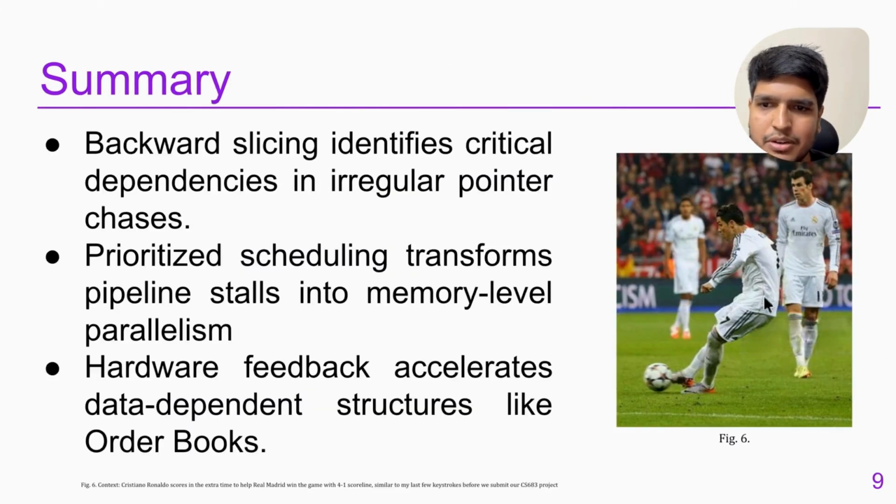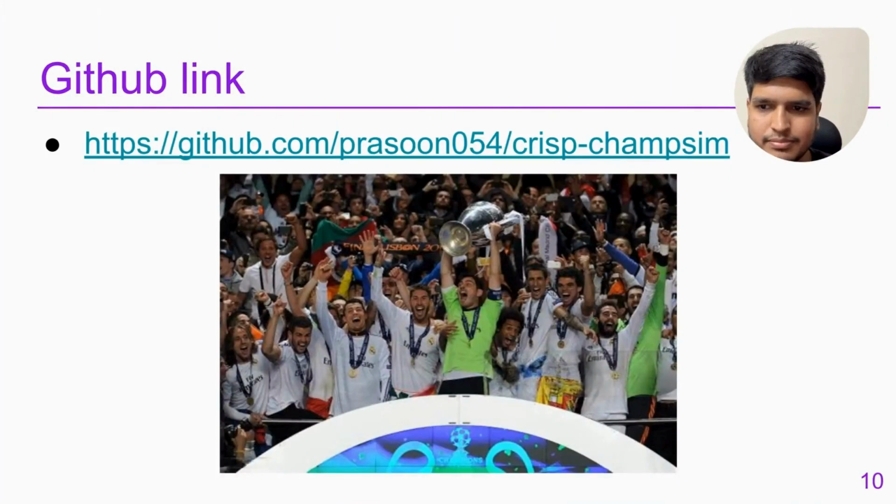To wrap up, similar to how Ronaldo scored in extra time to secure the 4-1 victory, CRISP secures performance in the extra time of memory stalls. Our three takeaways are: backward slicing works to identify critical dependencies in irregular pointer chases. Prioritized scheduling successfully transforms stalls into useful memory level parallelism. This hardware feedback loop specifically accelerates data-dependent structures like order books.